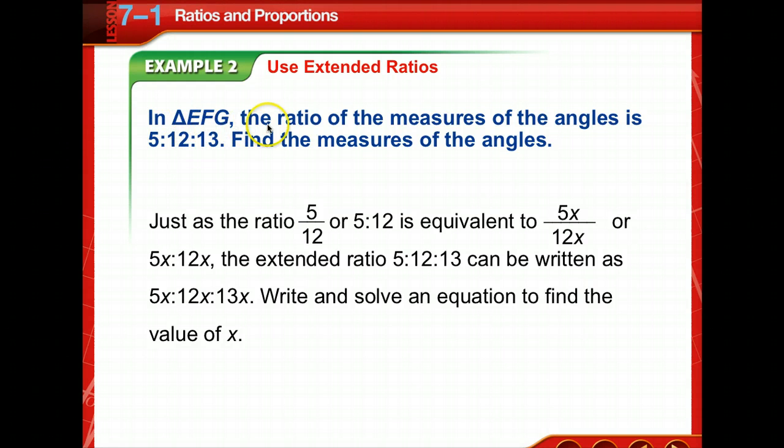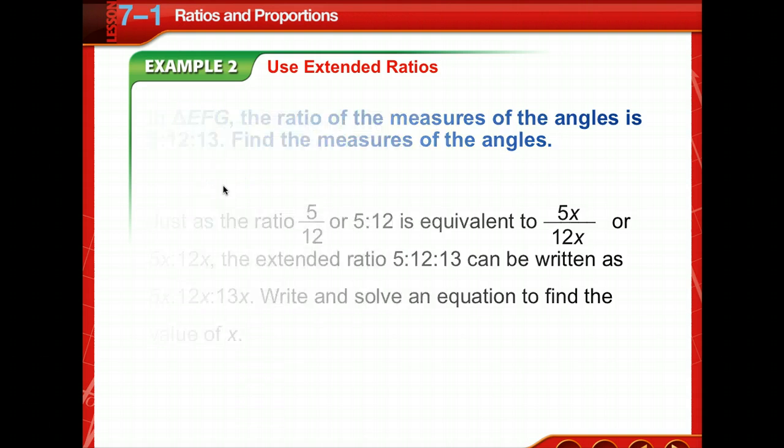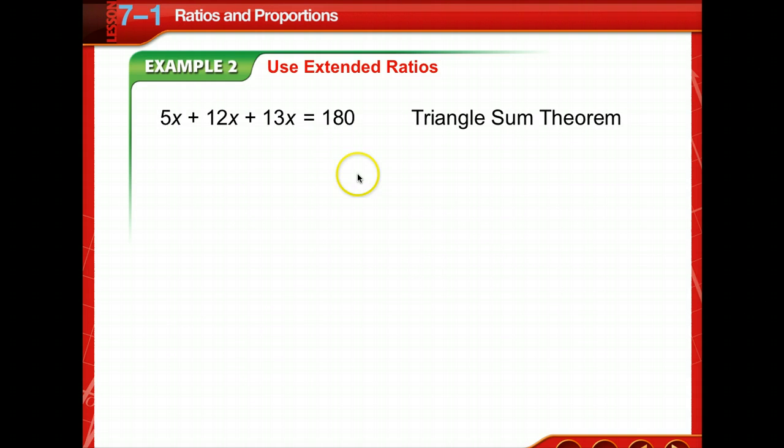If in triangle EFG the ratio of the measures of the angles is 5 to 12 to 13, find the measures of these angles. So just as the ratio 5 to 12 is equivalent to 5x over 12x, or we could rewrite it 5x to 12x, the extended ratio 5, 12, 13 can be written as 5x, 12x, 13x. So we can write and solve an equation to find the value of x. So first of all, what shape are we talking about? A triangle. What do we know about the measures of the angles of a triangle? Why, they all equal 180 by the triangle sum theorem.